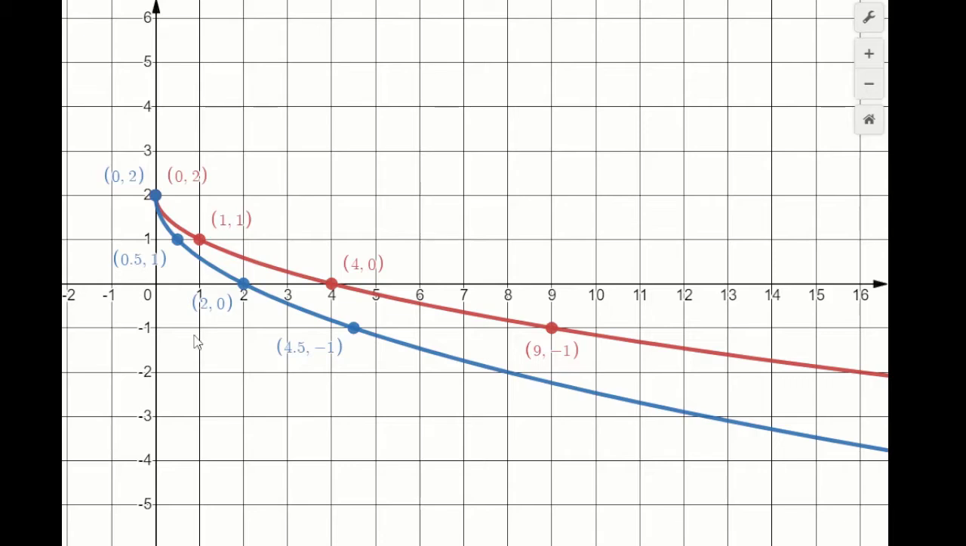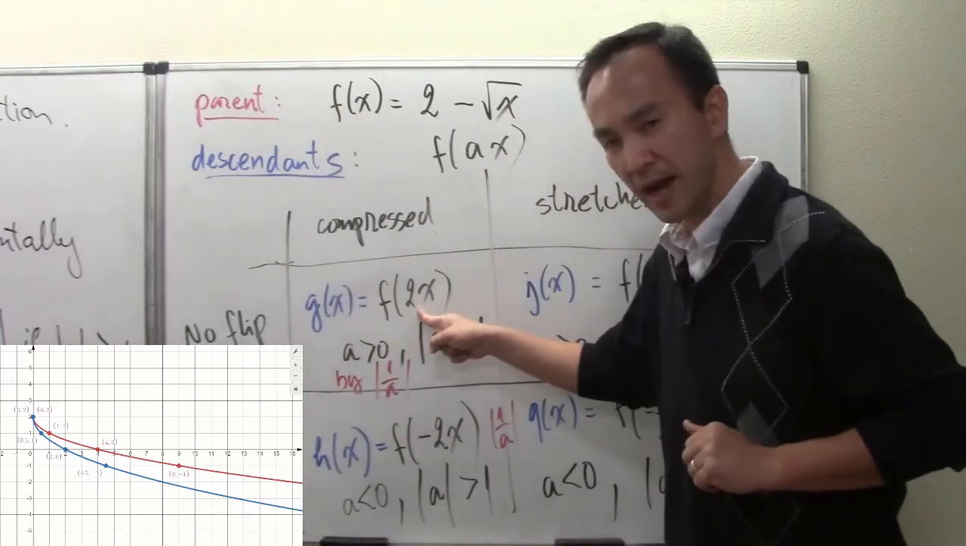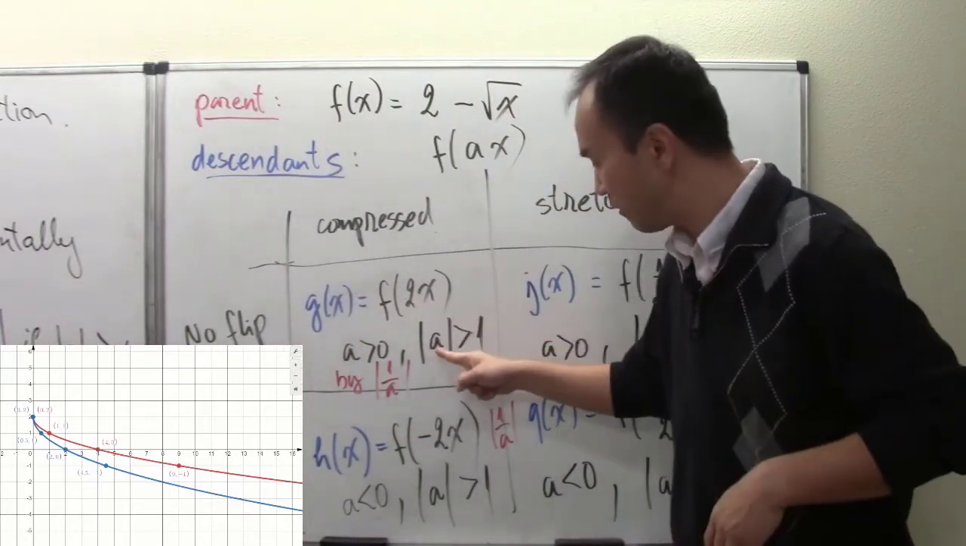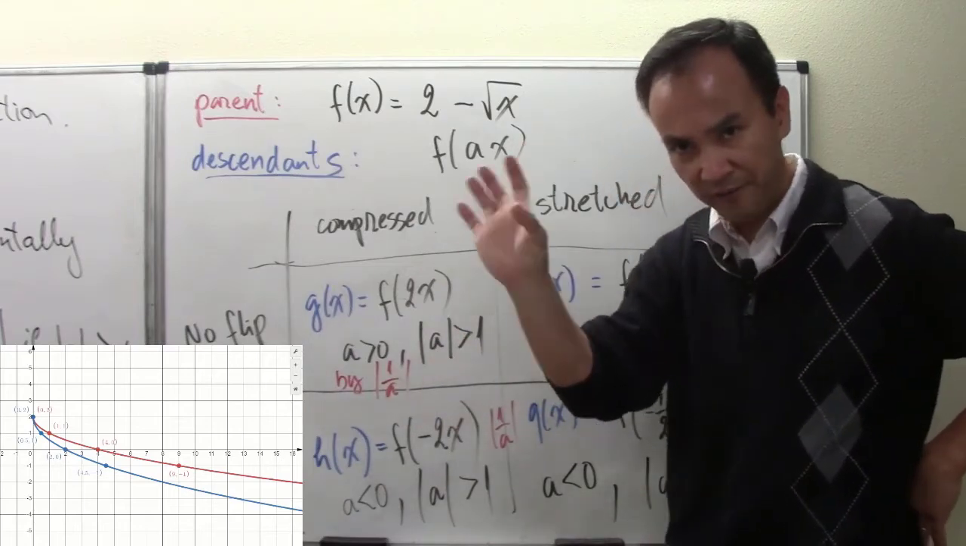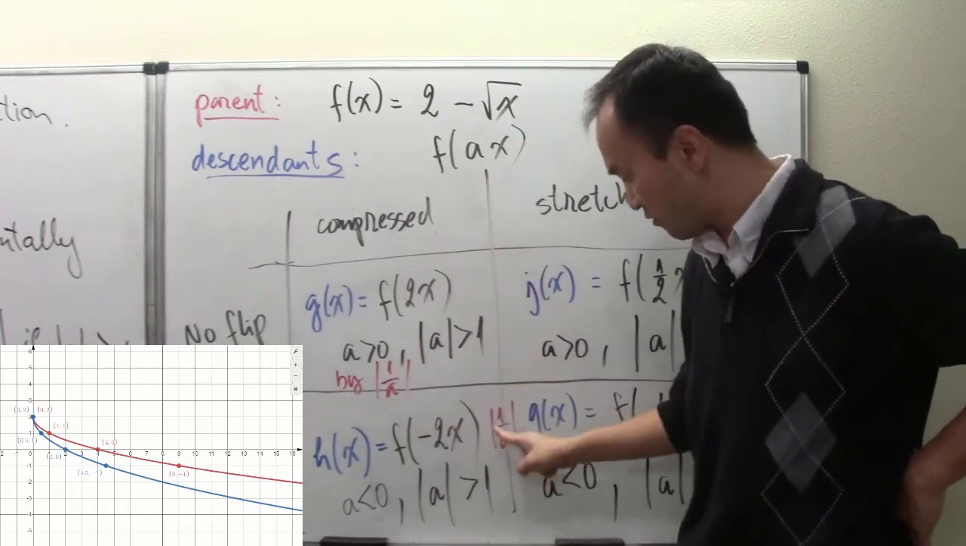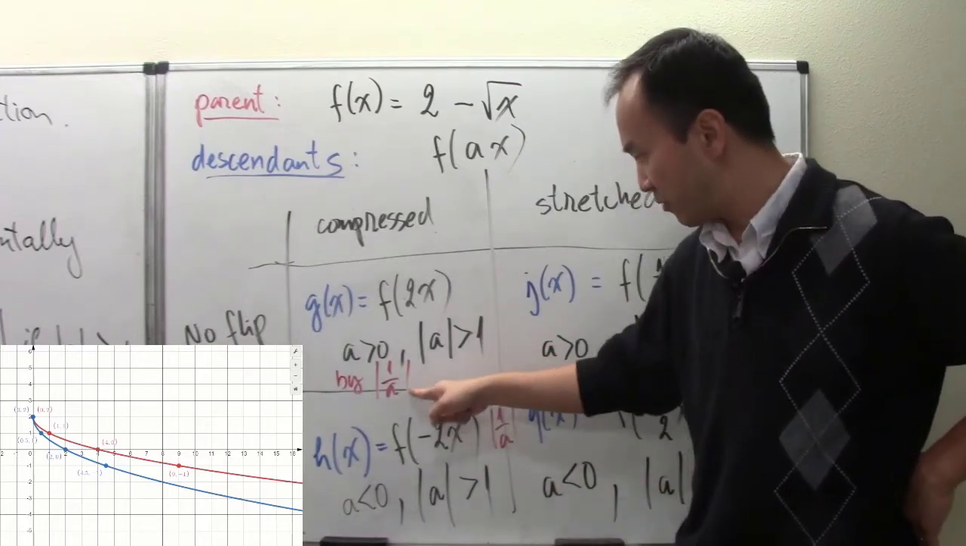So why is it half here? Because it's absolute value of 1 over 2. This g was defined as g of x equals f of 2x. So absolute value of 1 over 2 is the factor. That's why we always put that scaling factor, which I wrote now in red. It's scaled by absolute value of 1 over a.